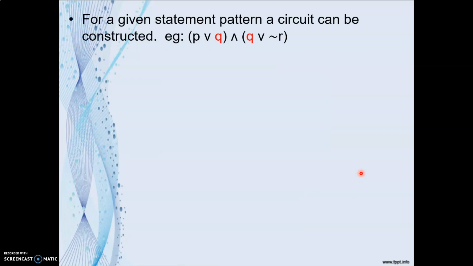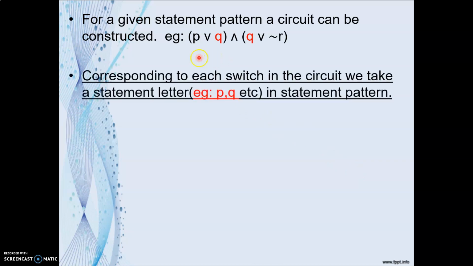For a given statement pattern, a circuit can be constructed. We already studied statement patterns and truth tables, etc. So through a circuit also you can make the table, but here the table is called a switching table. This is one example given here for a statement pattern. Here P, Q, negation P are three switches given, but Q is repeating twice.